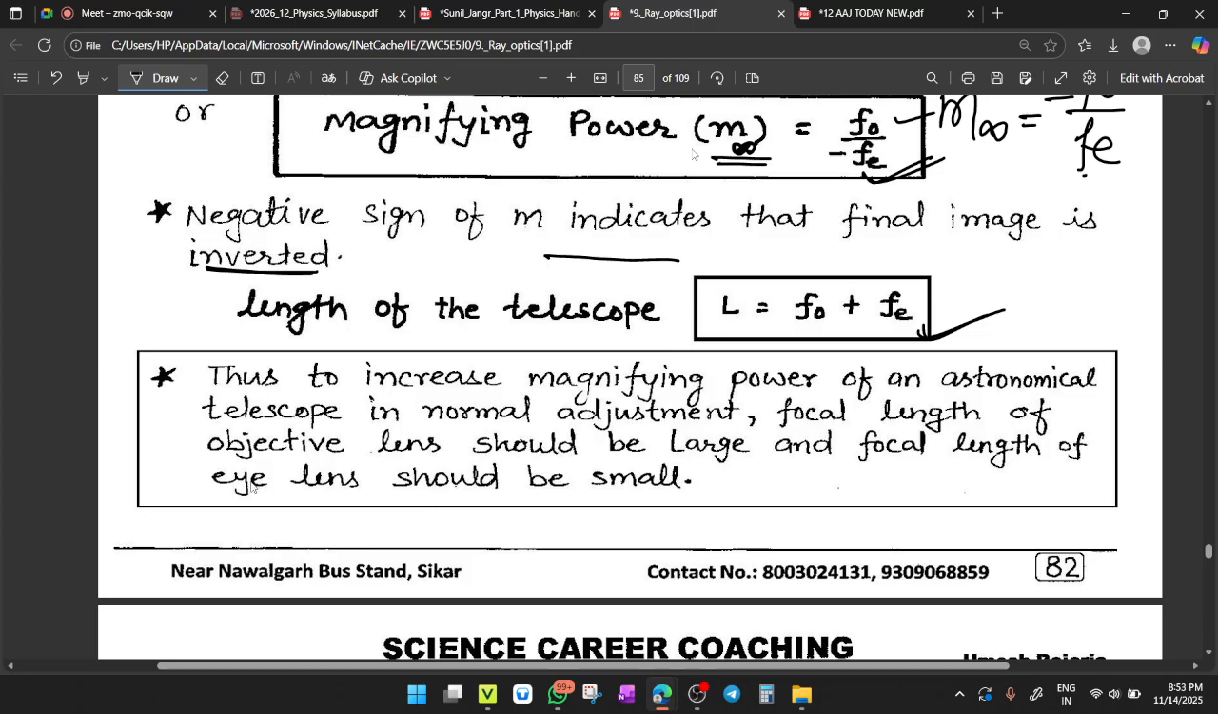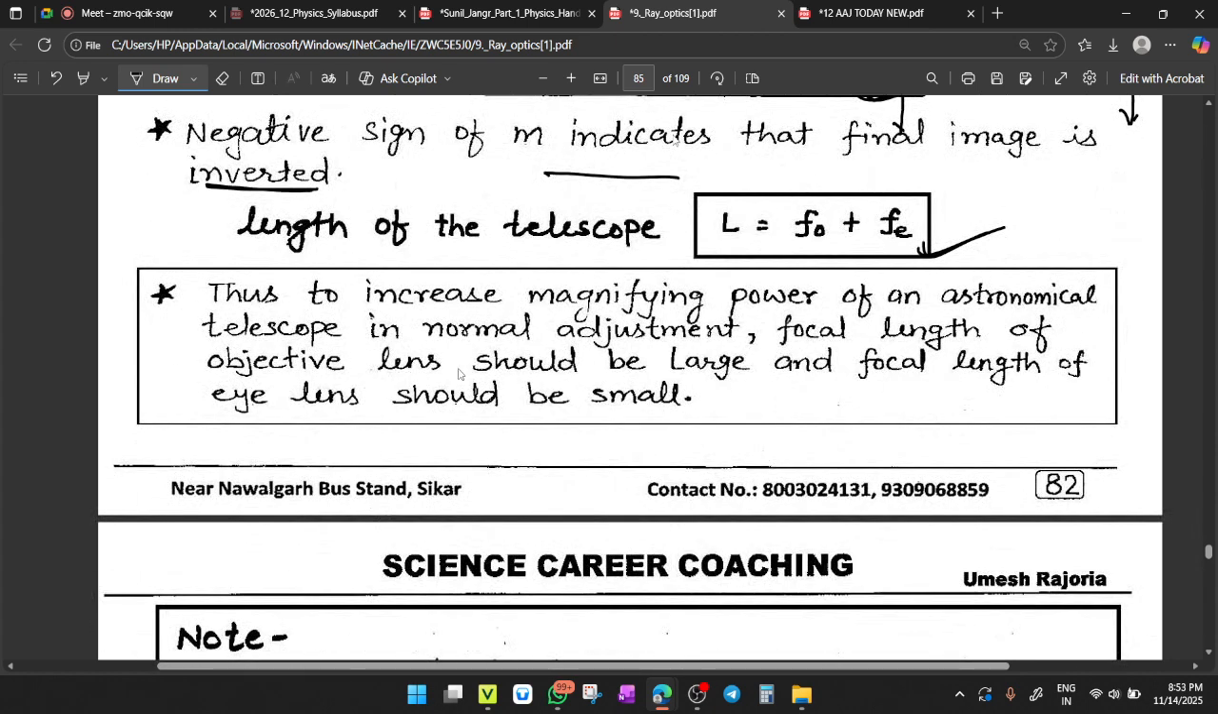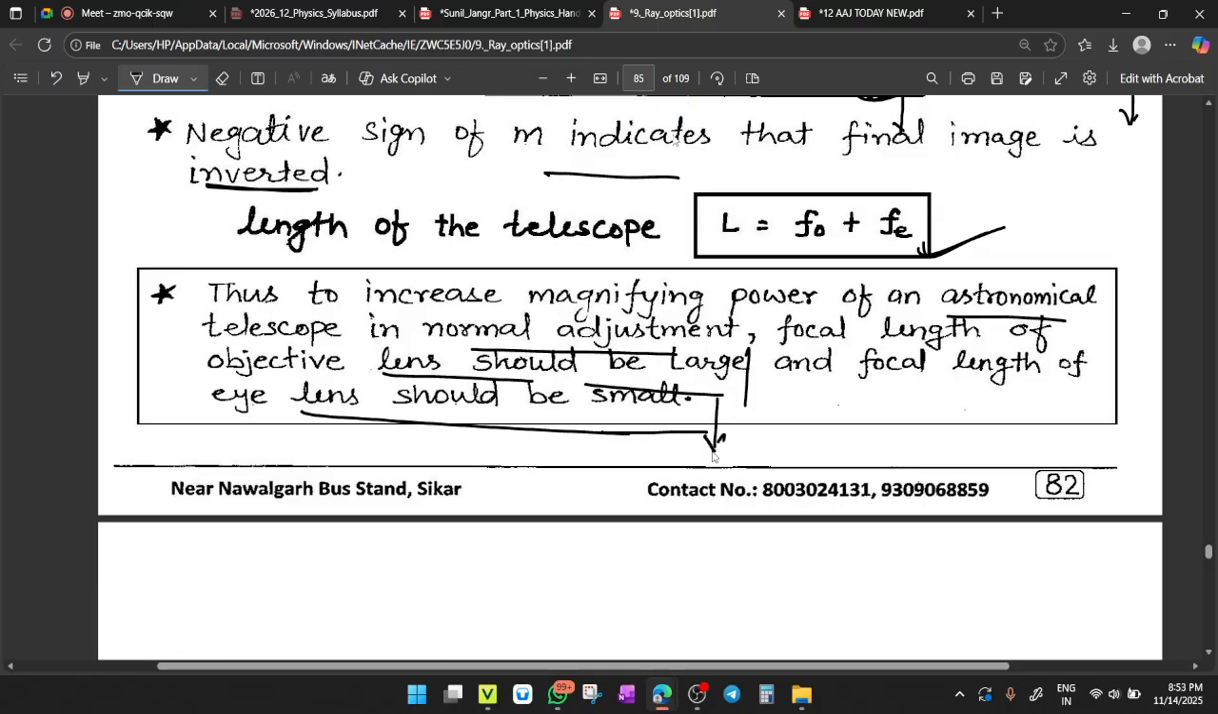Okay. So clearly here, to increase the magnification power, you have to reduce the focal length of the eyepiece and increase the focal length of the objective lens. Thus, to increase the magnifying power of an astronomical telescope in normal adjustment, the focal length of the objective lens should be larger and the focal length of the eye lens should be smaller. Clear?